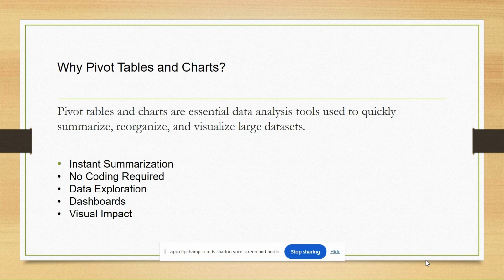Therefore, a pivot table is used in such cases, which helps to summarize all the types of information instantly and saves time. A pivot chart presents it visually, making the analysis faster, easier, and more meaningful. Hence, why do we need pivot tables and charts? For instant summarization. Here, no coding is required. Data exploration takes place, dashboards can be created, and visual impact is higher.